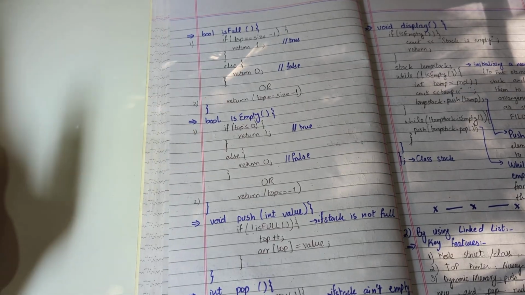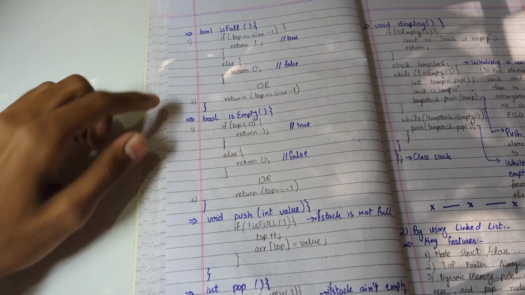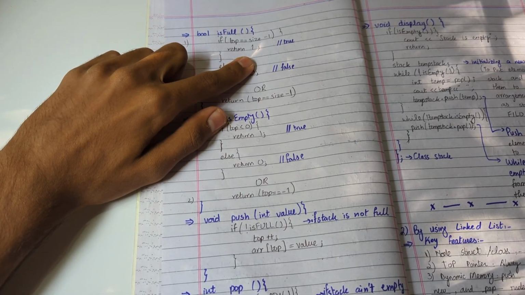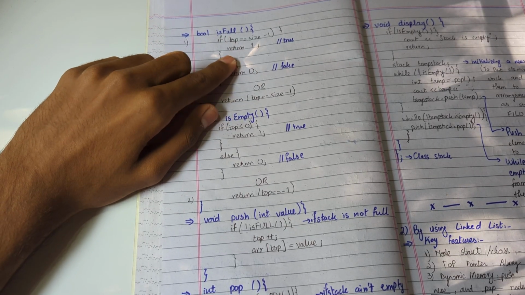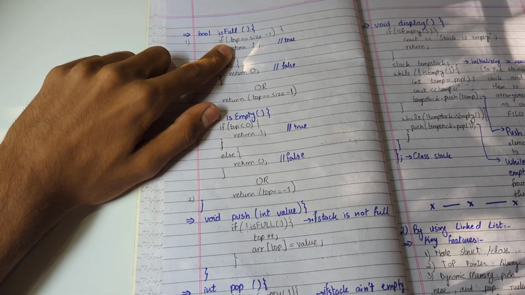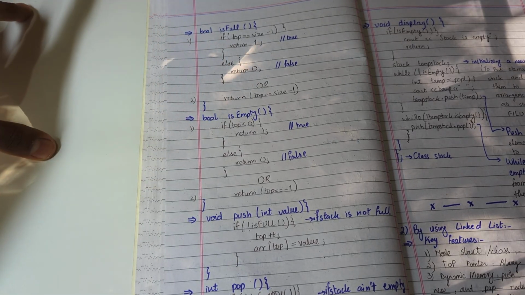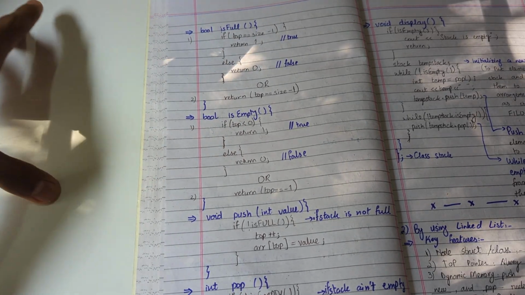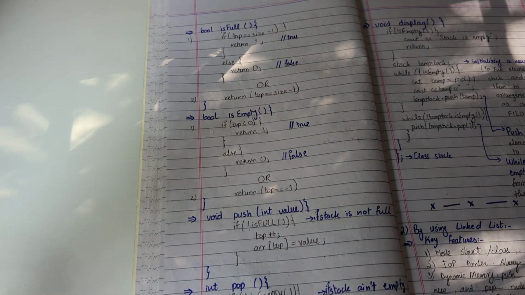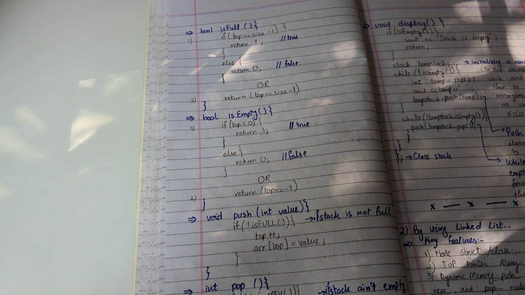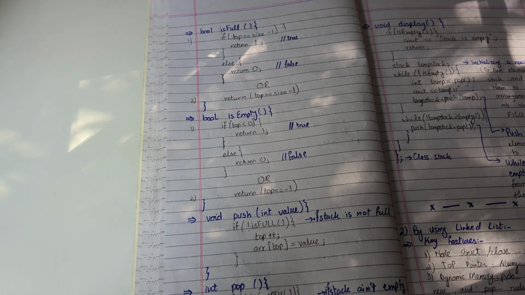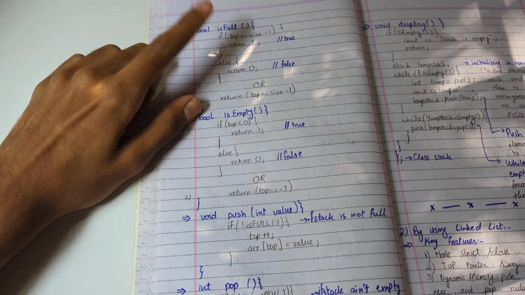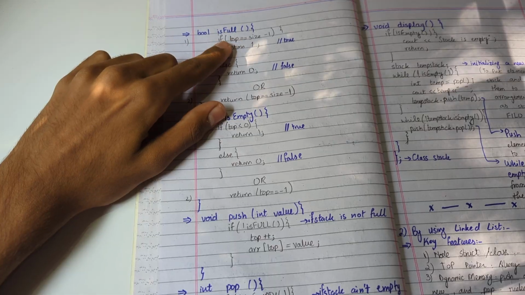As I told you earlier, we have the isFull function. It's going to check if the stack is full. If top is equal to size - 1, then it's going to return true. For example, if the size is 5 and the top variable is at 4, that means the stack is full, because in an array of 5 elements the highest index is 4, with indexes 0, 1, 2, 3, 4. It's going to return true that the stack is full in this case.